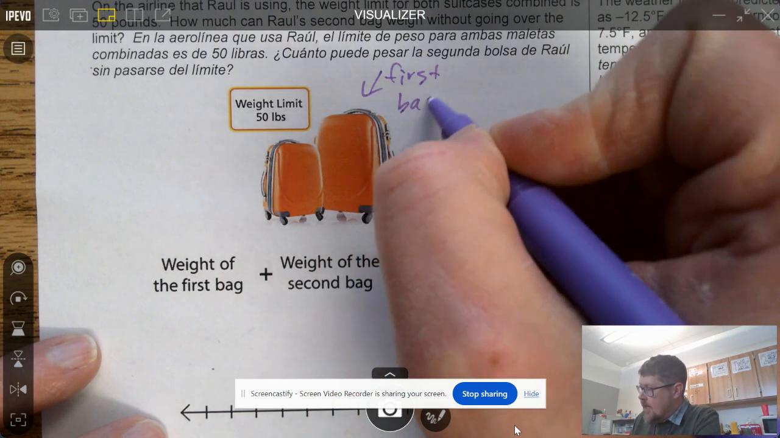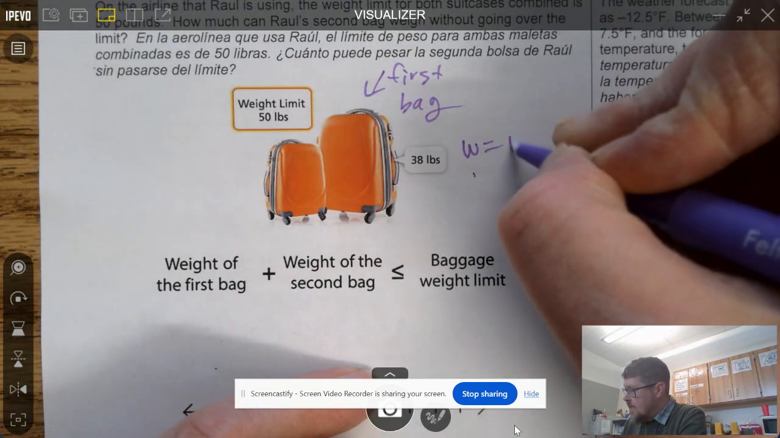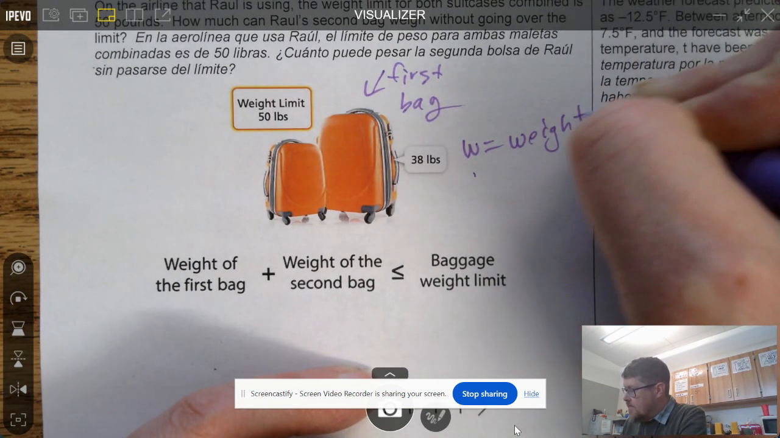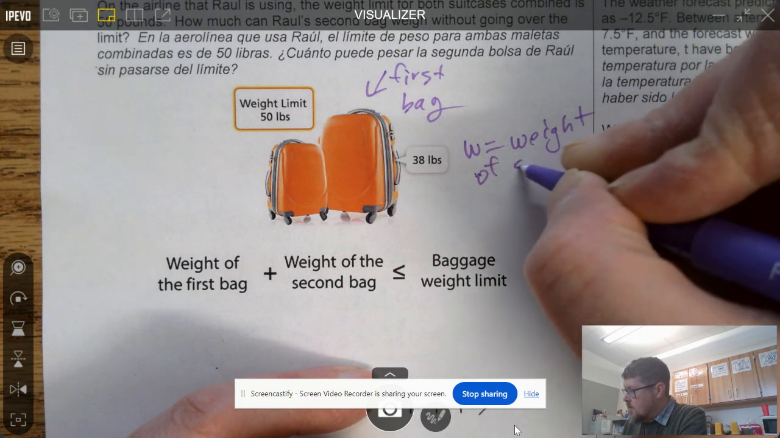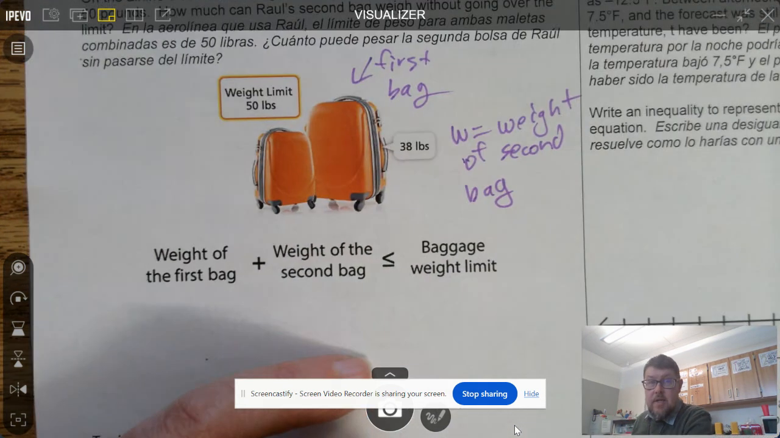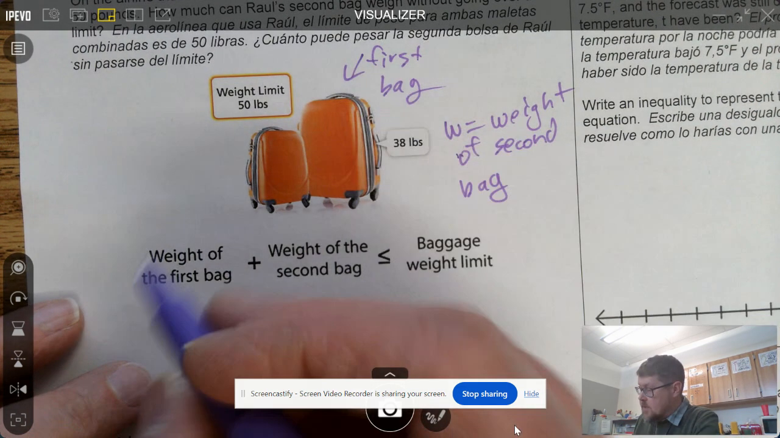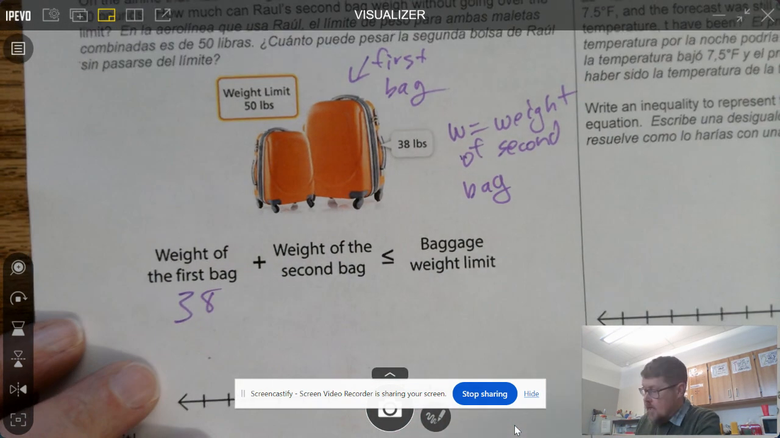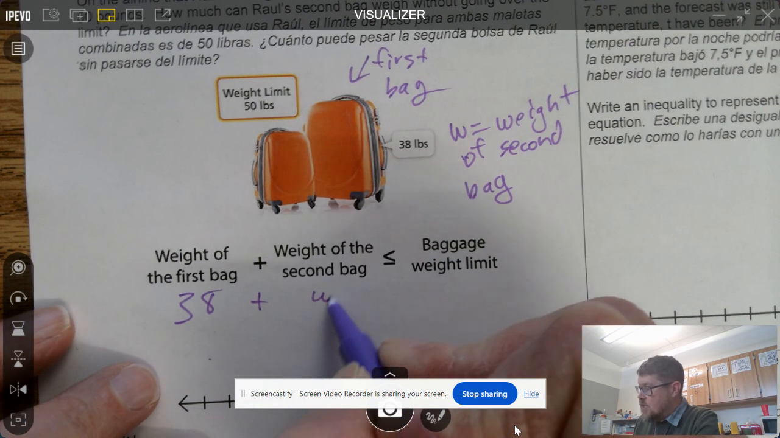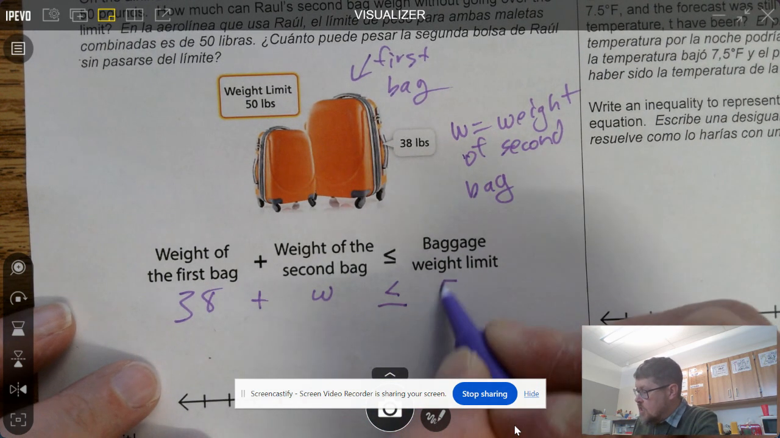Let's just use W. W is the weight of the second bag. So you need to define your variables when you are doing these types of equations or inequalities, so we have something to work with. So the weight of the first bag is 38 pounds. I pop that right there. Then I add the weight of the second bag to it, which we don't know what it is. We're just hoping that it doesn't go over that 50.